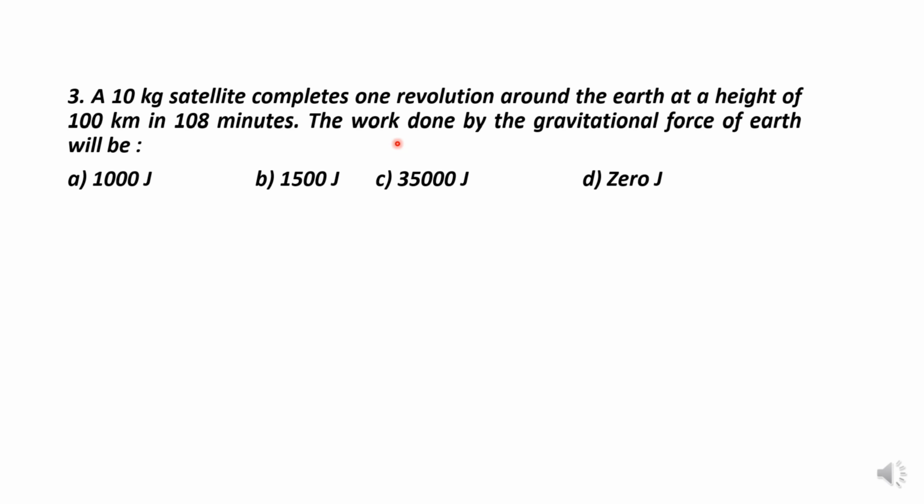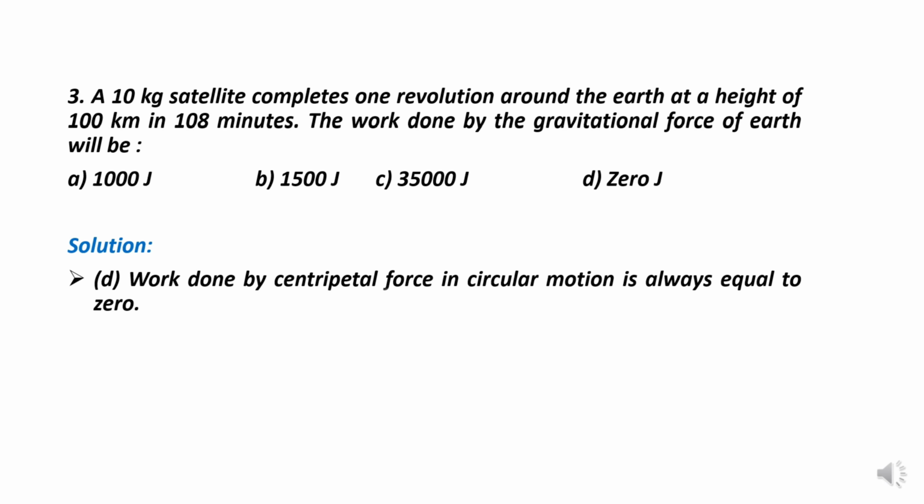So we know that the gravitational force always provides the centripetal force to the satellite, and this centripetal force compels the satellite to revolve around the earth. The centripetal force is always inward, so it is perpendicular to the velocity or the displacement of the satellite, which makes 90 degrees. So we know that the work done is equal to F D cos 90, and cos 90 is equal to 0. It means that the gravitational force work is always equal to 0. So the correct option is option D.